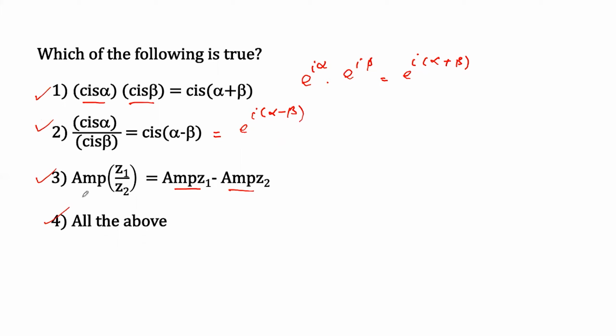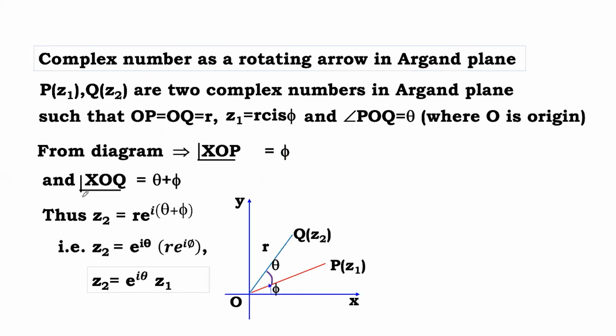Now the application of this cis theta, how to apply this, very important chapter. Complex numbers is one of the important chapters, and in this chapter the concept of cis theta is very important. So let's see how this works. Rotating arrow in the Argand plane. Argand plane means this is real and this is imaginary. If we are representing real and imaginary in one plane, this is known as the Argand plane.